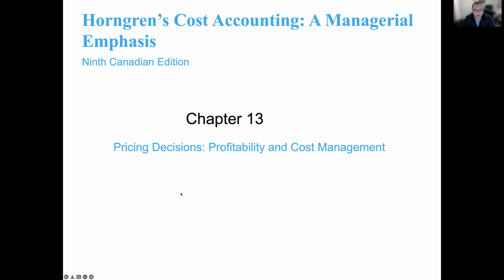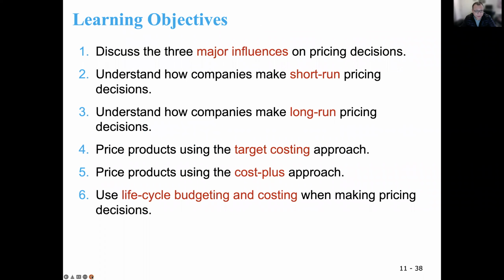Chapter 13 is about pricing decisions and profitability and cost management. So the learning objectives. First, we are going to talk about all the factors that may affect the pricing decisions. And then we're going to compare the short run and the long run pricing decisions. We mostly focus on the long run pricing decisions, which means the decision-making window is more than 1 year.